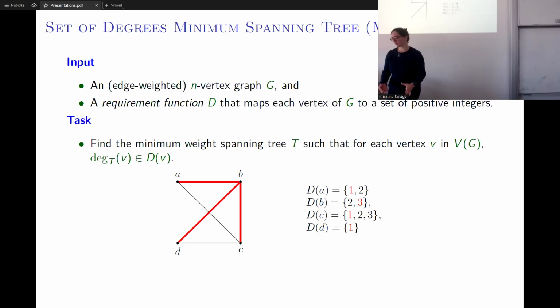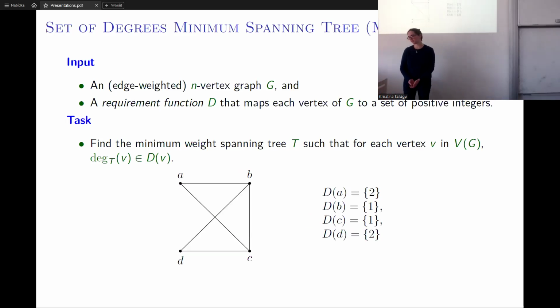Note that we don't have, for now at least, any constraints on these sets of allowed degrees. They can be of different sizes. They can contain any numbers that we wish. And of course, it's clear that if they contain numbers that are bigger than the maximum degree, then we don't care about them. But other than that, they can contain any numbers. And of course, if they contain 0, we can never have some vertex of degree 0 in a spanning tree, unless I guess we have an empty graph or a one-vertex graph or some weird cases like that.